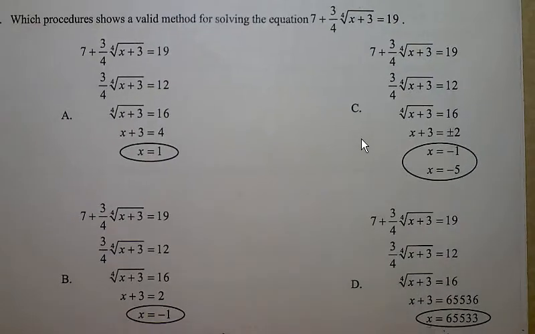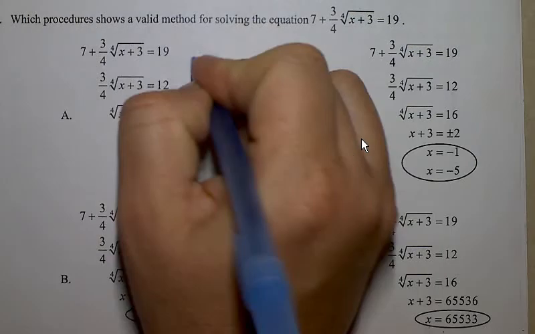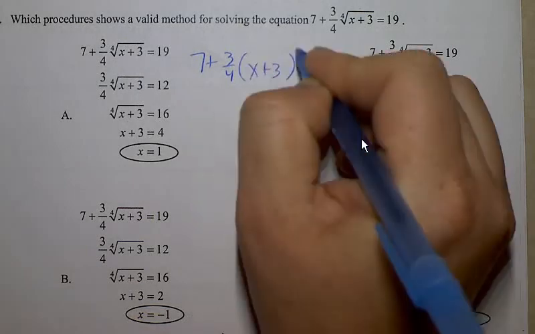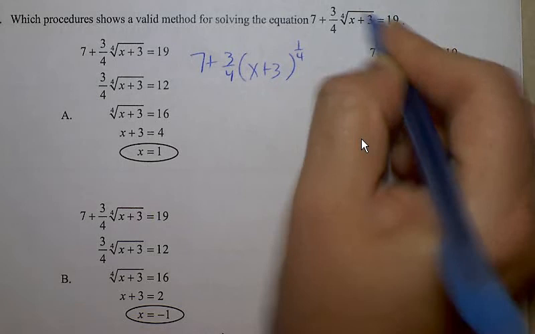Which procedure shows a valid method? My suggestion would be to work through this, okay? All right. Remember, we always have to keep in mind answers that may be achieved correctly through math, but when you plug them back in, it doesn't work. What are those called? Extraneous solutions is correct. Okay, here we go. I'm going to rewrite this right away, just my preference. I'm going to write it to the 1/4 in rational exponent form.